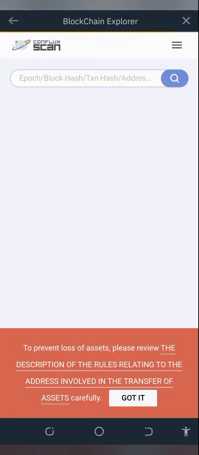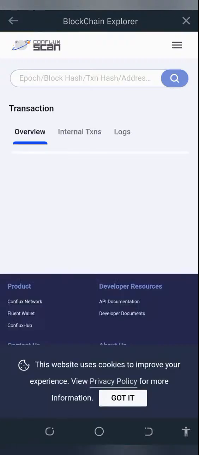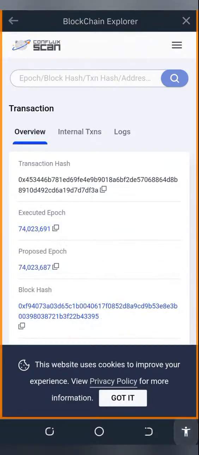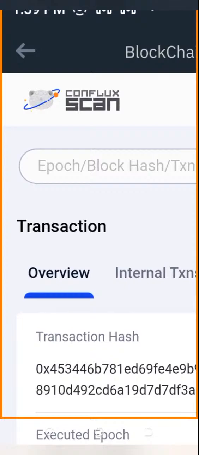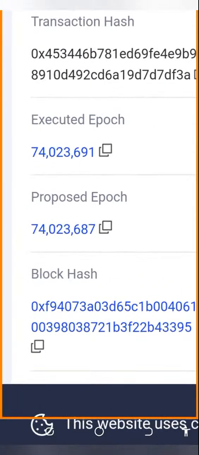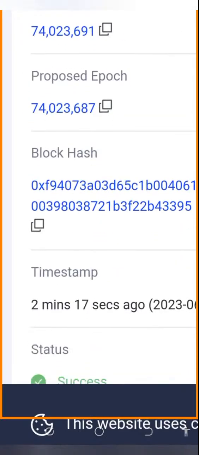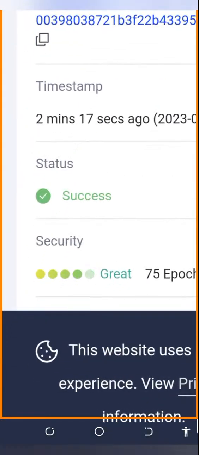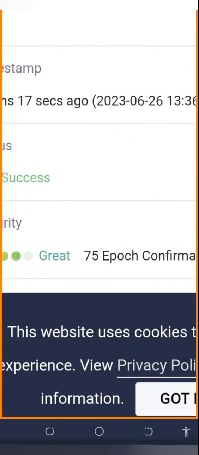Okay, to prevent the loss of assets, please. Oh, what's all this? Okay, got it. Let's see what is going on here. Is there anything we need to check? Which is this? Conflux scan. All right, it's still doing its thing. Okay. Still working. It says success. It says success, actually. Status is success.